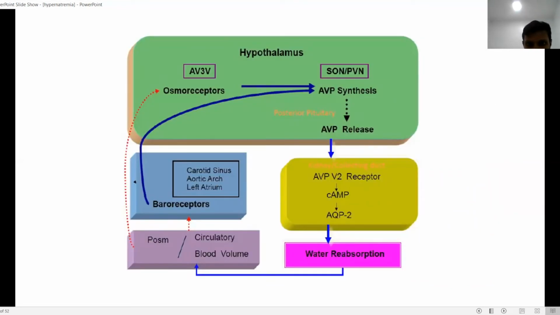There are two types of regulations of body water. One is according to osmolarity, as I told, and the other one is according to the blood volume status of the body. If the circulatory blood volume is too low, there will be baroreceptor activation in the carotid sinus, aortic arch, and the left atria. That will cause positive feedback of arginine vasopressin synthesis and it will cause arginine vasopressin release. And the receptors in kidneys will cause water reabsorption and increase in the plasma volume.